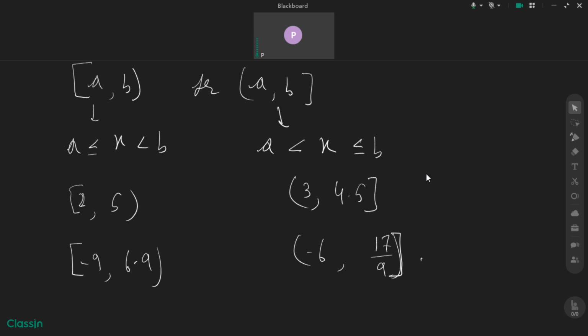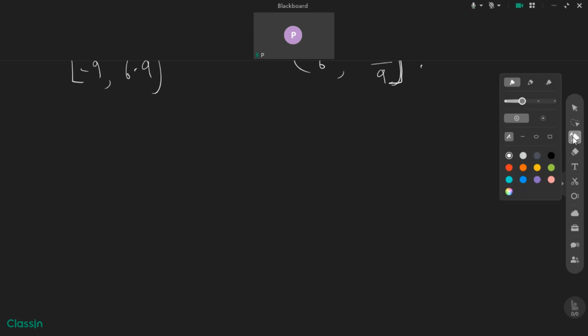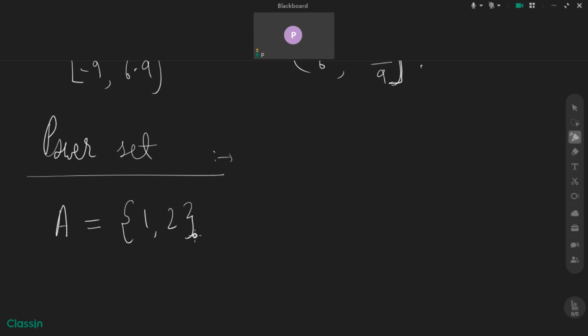Now let's move to the next part, that is the power set, another type of set. I take a set, let us say set A. Let us say it has two elements, 1 comma 2.